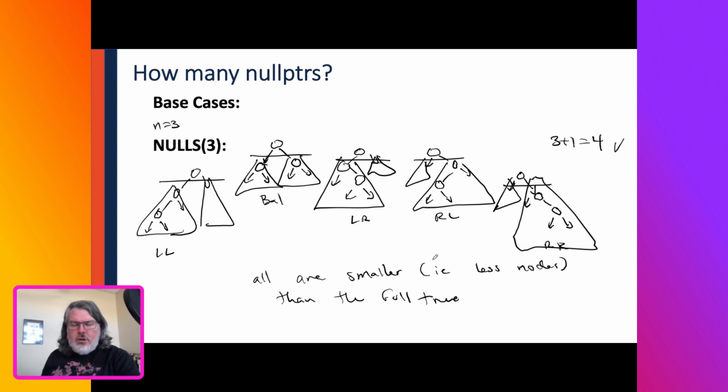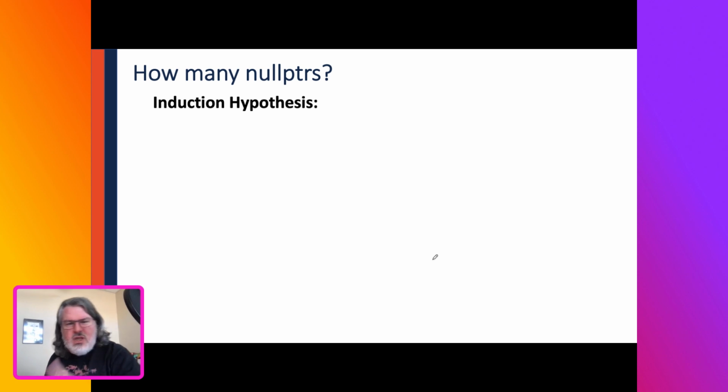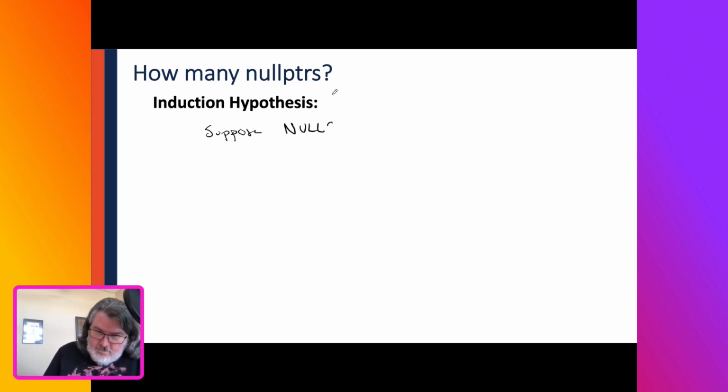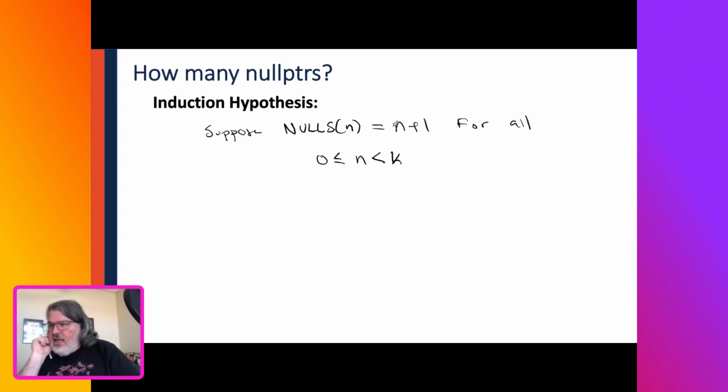Okay. So let's write our inductive hypothesis now, because I think we can formulate it. We're going to want to say that suppose nulls of n equals n plus 1, for all n less than k.